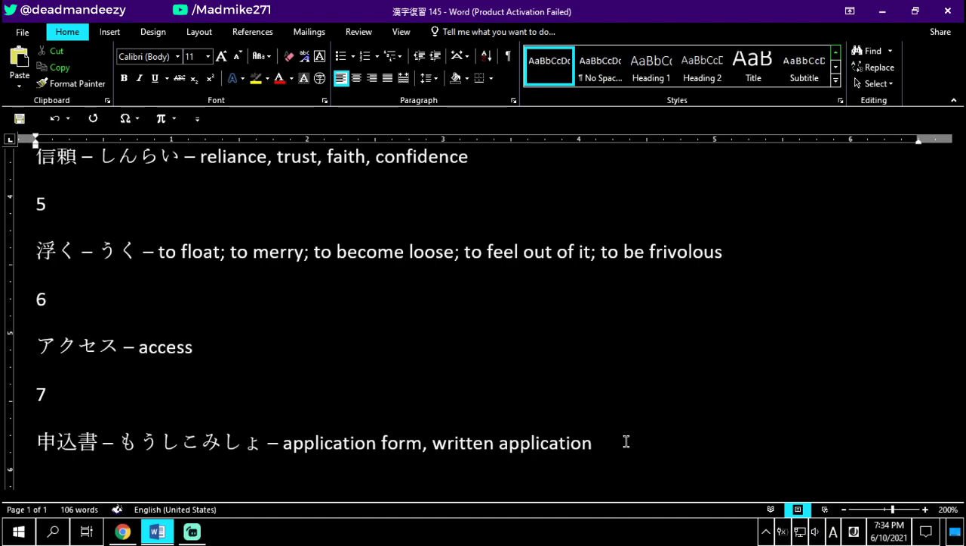Moshikomi sho. I learned all these kanji before, using them in a new place. Moshikomi.